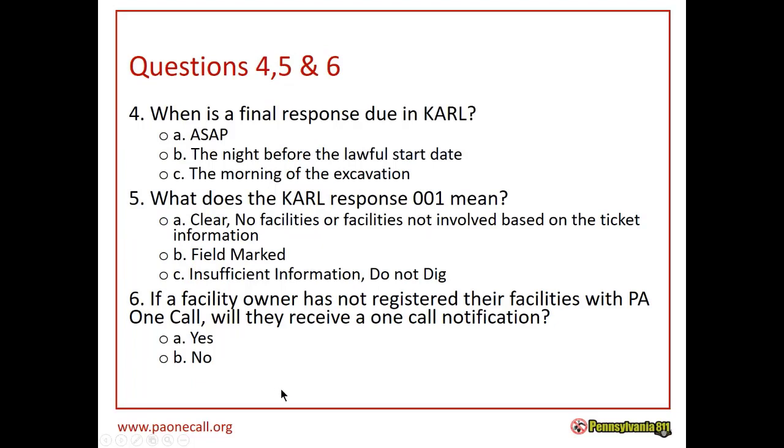Okay, so here's your 3 questions. When is a final response due in KARL? Is it A, ASAP? B, the night before the lawful start date? Or C, the morning of the excavation? The next one, what does the KARL response 001 mean? Is it A, clear, no facilities or facilities not involved based on the ticket information? B, field marked? Or C, insufficient information, do not dig? And then the last one of this set, if a facility owner has not registered their facilities with PA One Call, will they receive a one call notification? A, yes, or B, no? Go ahead and put your answers in the chat, please.